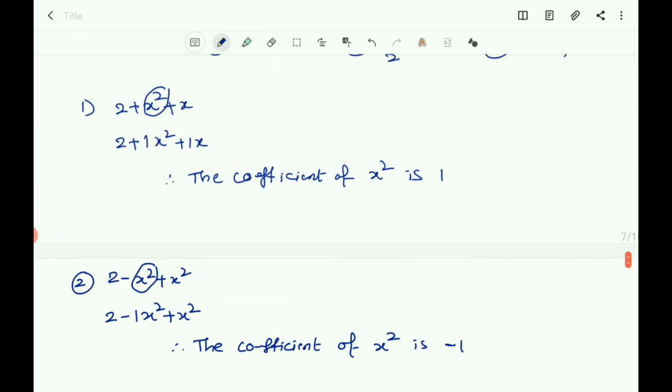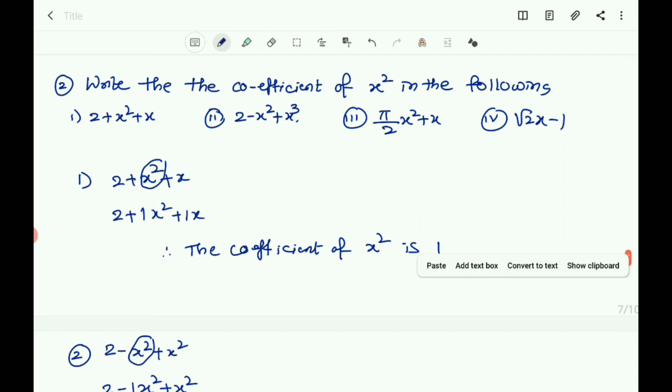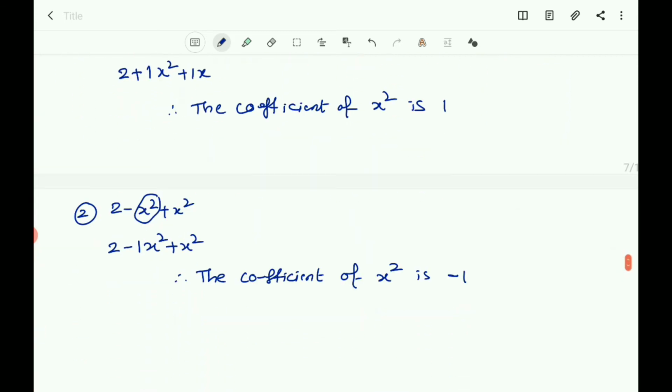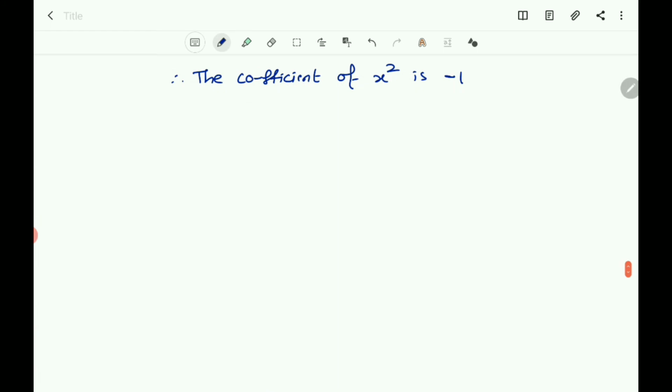Next you take the third one. The third one is pi by 2 x square plus x. Here it is x square. So together with x square, what is there? You know that, pi by 2. The coefficient of x square is pi by 2 here.